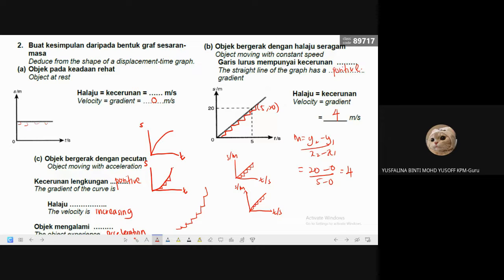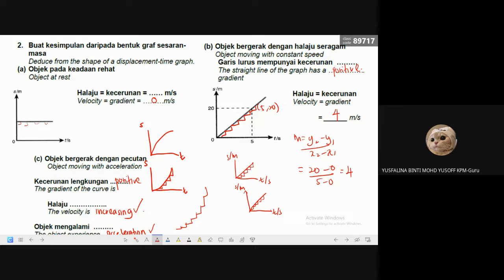What you can see is the size of the triangle becomes bigger, right? So when the size of the triangle becomes bigger, it means the gradient increases. So what does the gradient represent? The gradient represents the velocity. So the velocity is increasing. In other words, we can say that the object experienced acceleration.